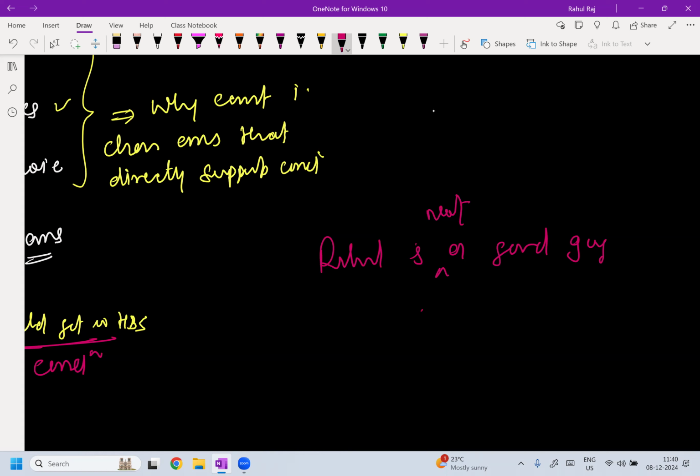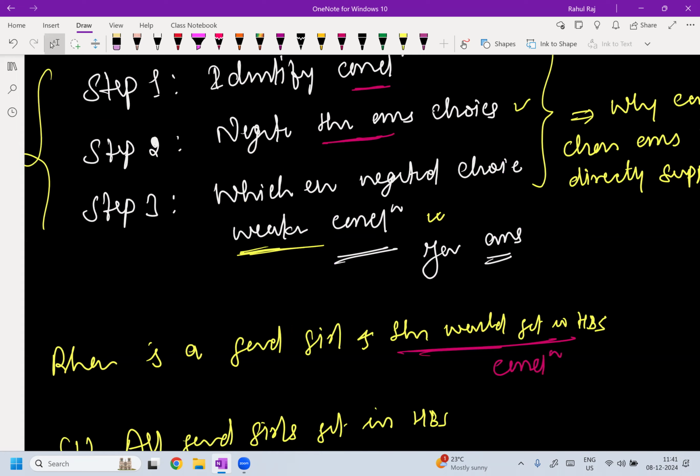That's it. So when I say Rahul is not a good guy, there is a very wide scope open to it. It means that Rahul could be one of the most brilliant guys you have ever met in your life, or Rahul could be one of the dumbest guys you have ever met. So when you say Rahul is not a good guy, the scope is wide open. You cannot negate by saying Rahul is a bad guy. So step number 2 is negate the answer choices.